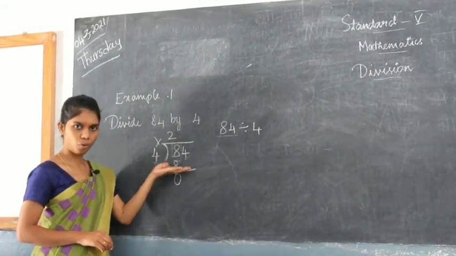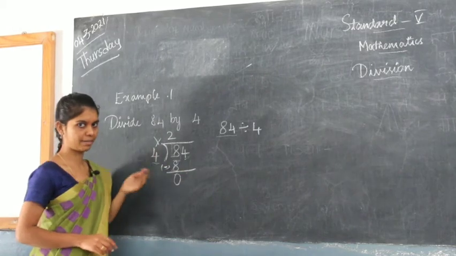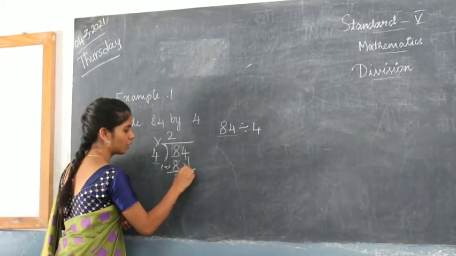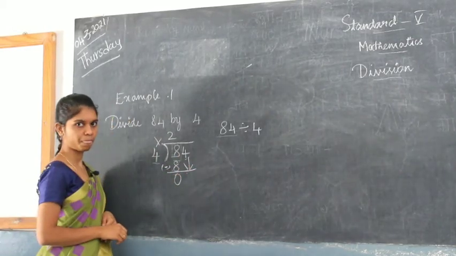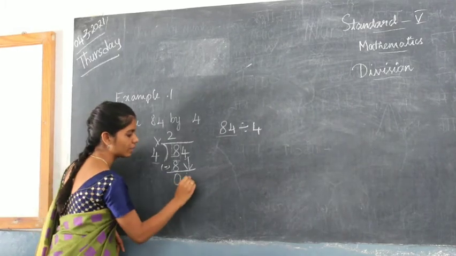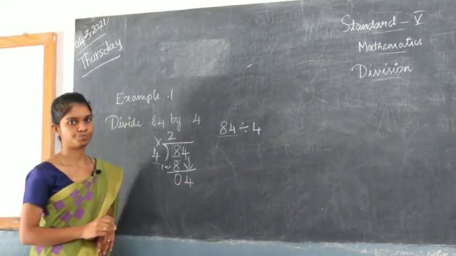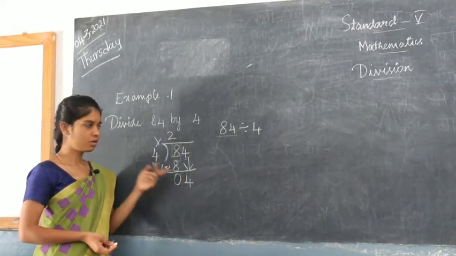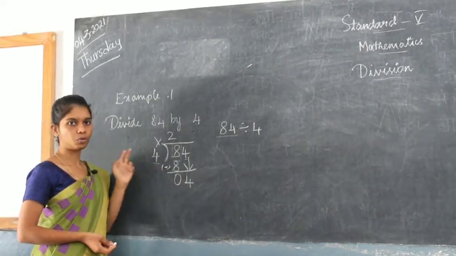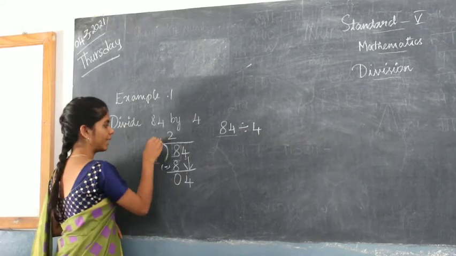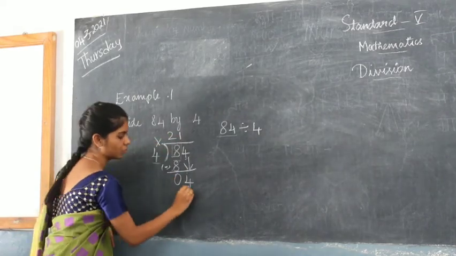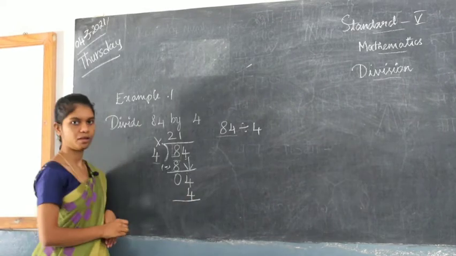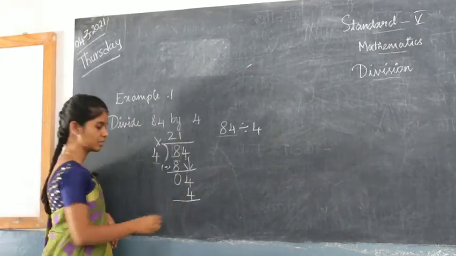Now there is one 4 left. The number next to 8, right? So you will get the 4 down. Okay. So you will write the 4 down. And you will start telling tables till you get 4. So here you have 4. 4 ones are 4. So 4 multiplied with 1 gave you 4. 4 minus 4 is 0.